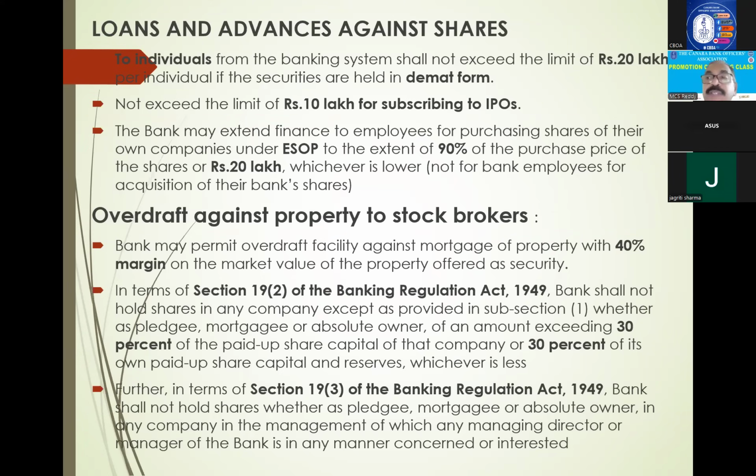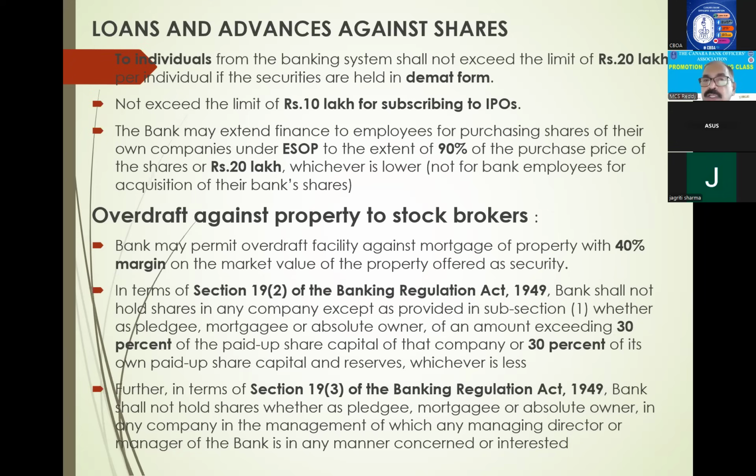And these shares should be in demat form. Now there is no question of physical shares being accepted. Only demat shares we are accepting. So against demat shares, maximum 20 lakhs only you can give. And if they are subscribing to an IPO, then maximum 10 lakhs only we can give as loan.